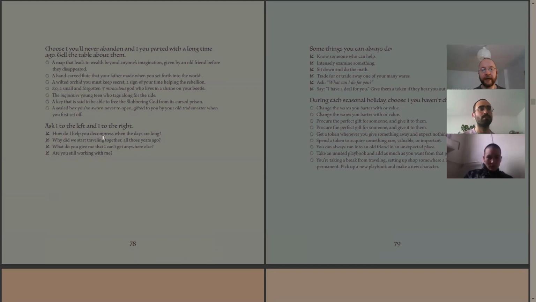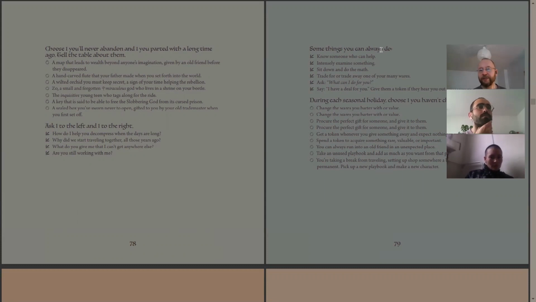And then this part, ask one to the left and one to the right. This is about, once again, opening the social, but in a different way. You ask somebody else, how do I help you to decompress when the days are long? Or, why did we start traveling together all those years ago? So while these are not tokens, they are in a similar design space. It's creating these bonds by almost predefining the topic of a discourse, which is: why are we connected?